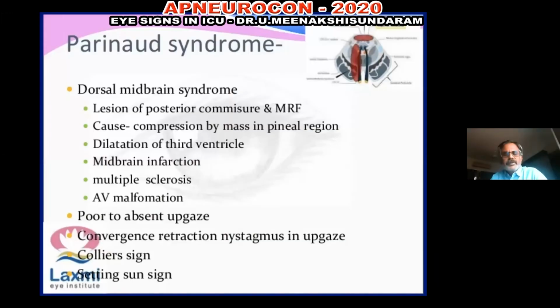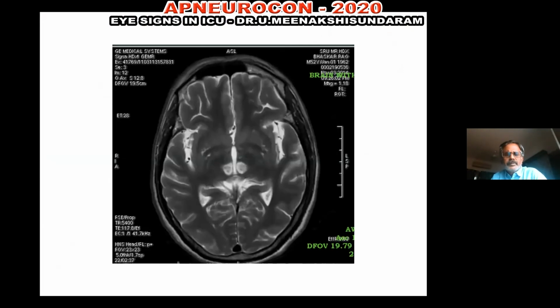So Parinaud syndrome is a lesion of the posterior commissure. It causes compression. It's usually a pineal mass, but it can occur with a midbrain infarction, which is posterior. This is where the dorsal midbrain syndrome is. Upgaze palsy occurs. In the convergence retraction nystagmus, Collier's sign and setting sun sign are other signs that are seen in this syndrome.